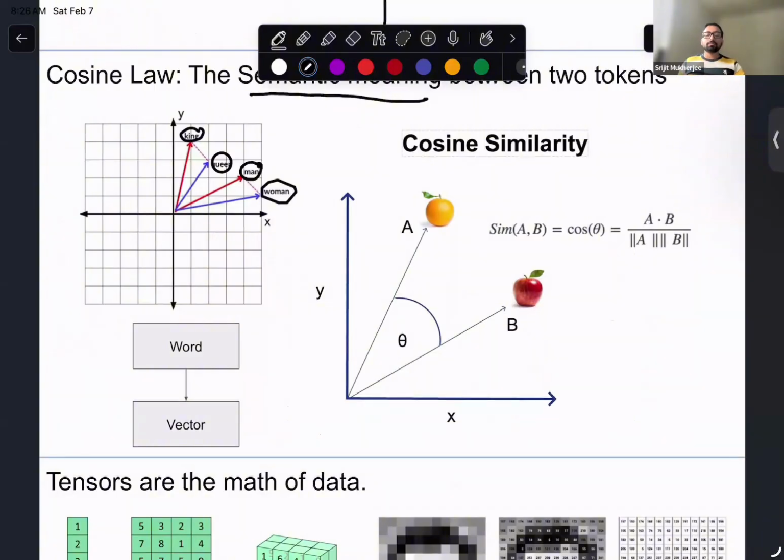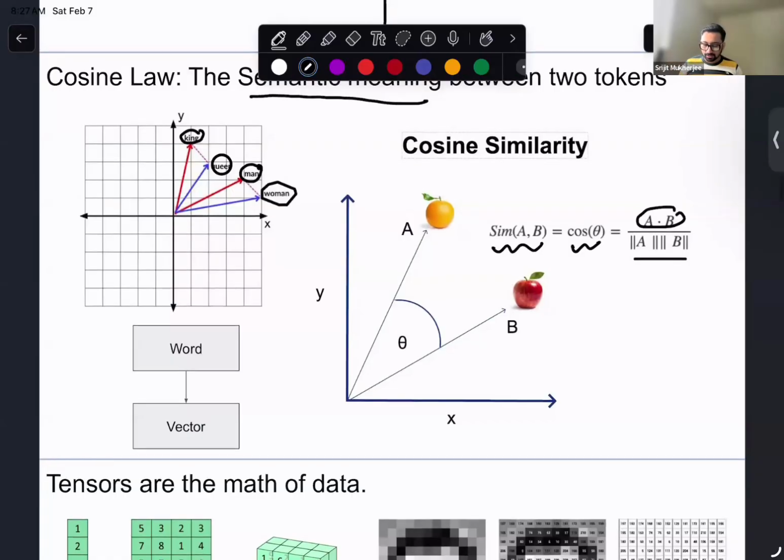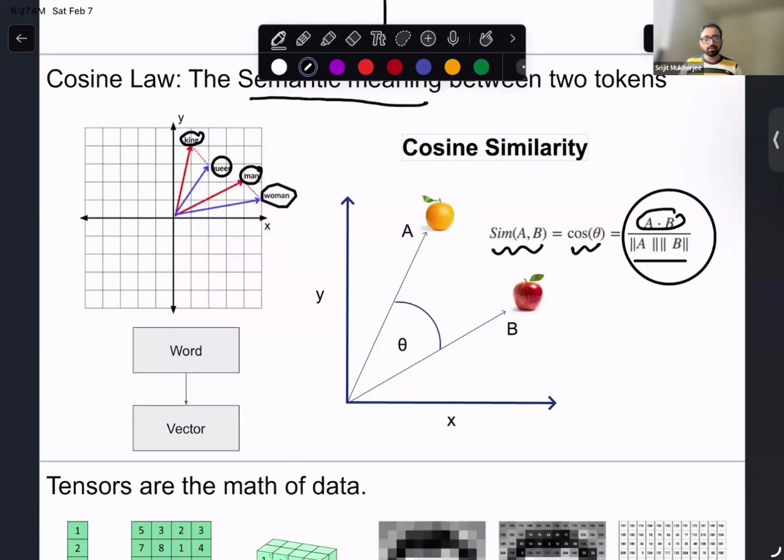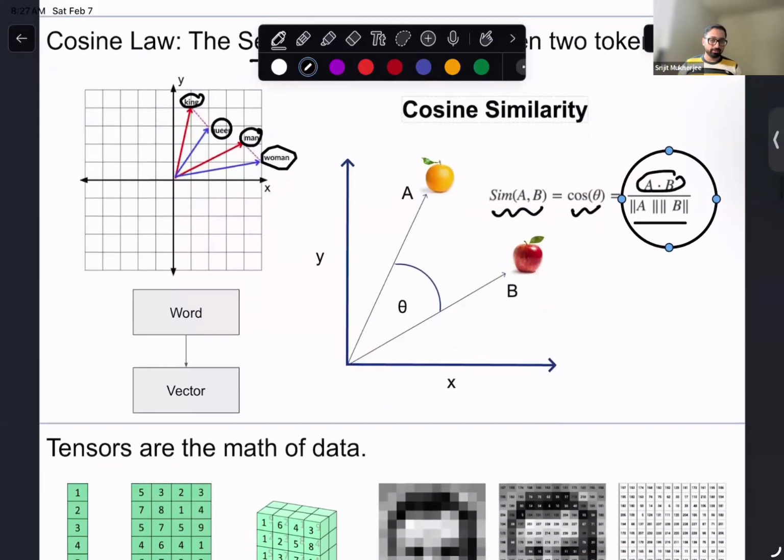So what is cosine similarity? You need to measure the similarity between two vectors, and this is very important. The cosine similarity between two vectors is the cos of the angle between them, even if it's in a high dimension. The generalization of that is the dot product of those two vectors divided by the norm of those two vectors. Just dot product by the norm, and this is just cos theta, the angle between those two vectors.